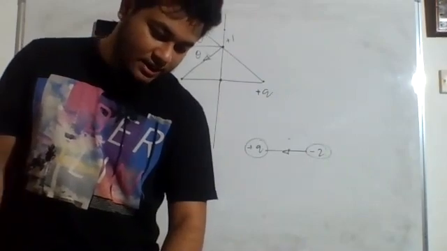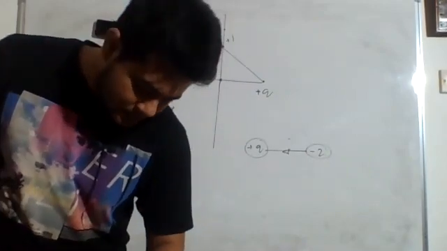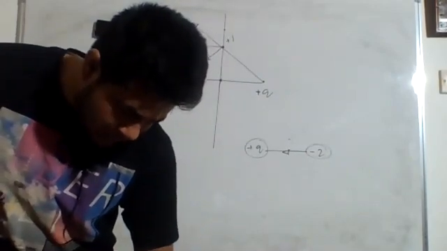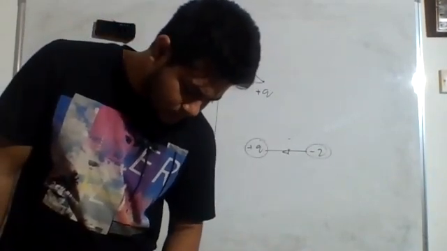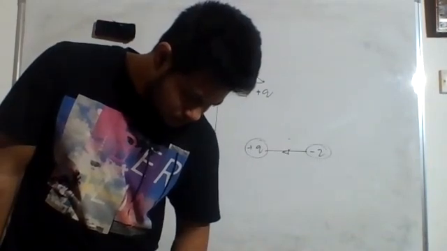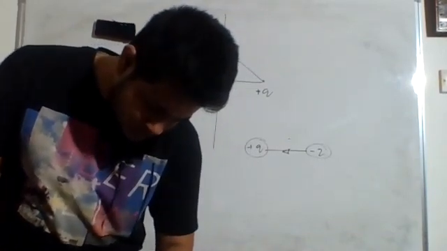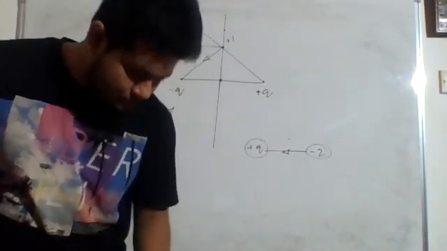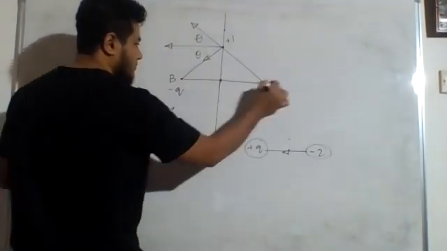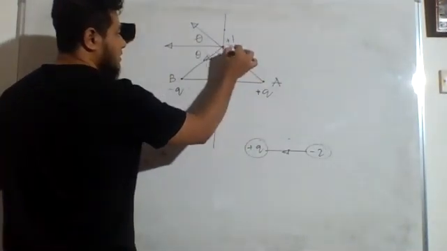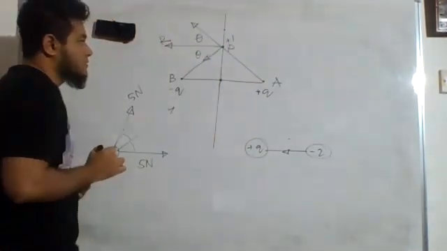So PR is parallel to BA. Yes, PR will be parallel to BA. This is the line BA, and this is PR.